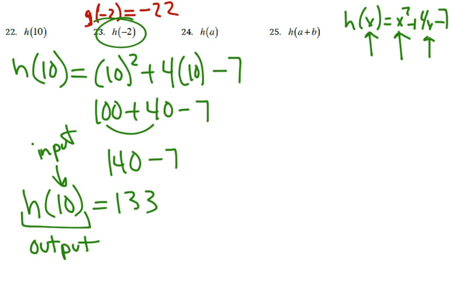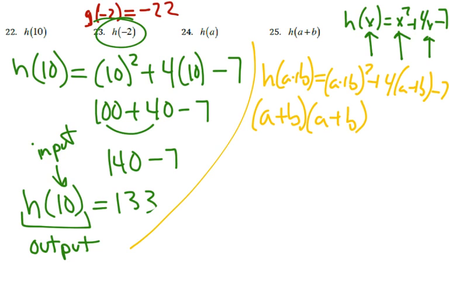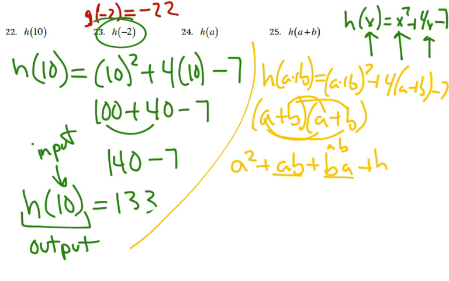Alright, now the last one would be 25, and this one's going to be a doozy probably. So h of a plus b equals (a plus b) squared plus 4 times (a plus b) minus 7. So (a plus b) squared, remember, this is basically FOIL. Okay, a times a is a squared, a times b is ab, a times b is ba, which is the same thing. I could just rewrite that ab again, plus b squared.